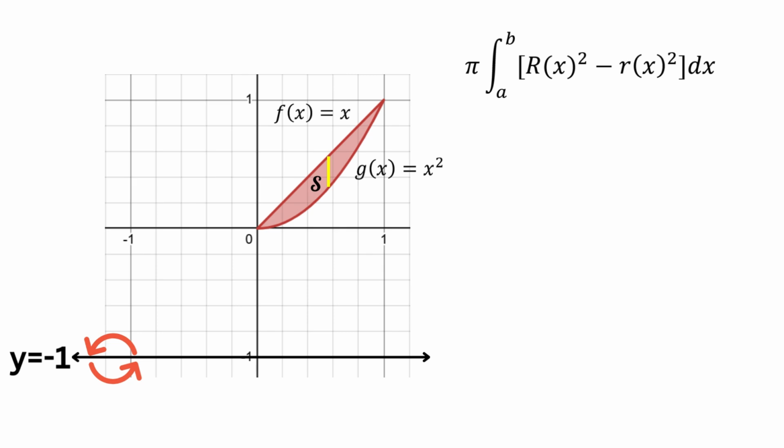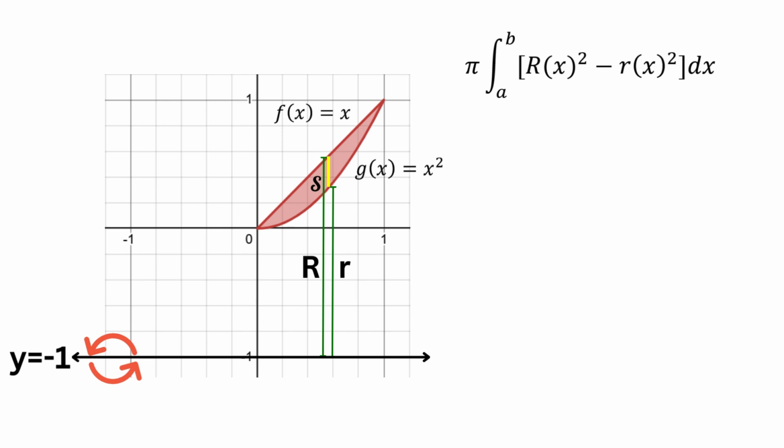And for the bigger R, when we look at our yellow partition here, which part of it is farther away from the line of rotation? Is it the top or the bottom of the partition? We can see that the line y equals x is at the top of that yellow partition. So our big R is going to be x minus -1. We're doing top minus bottom.